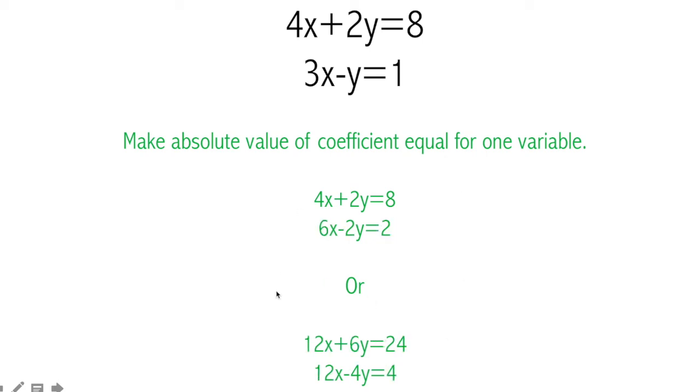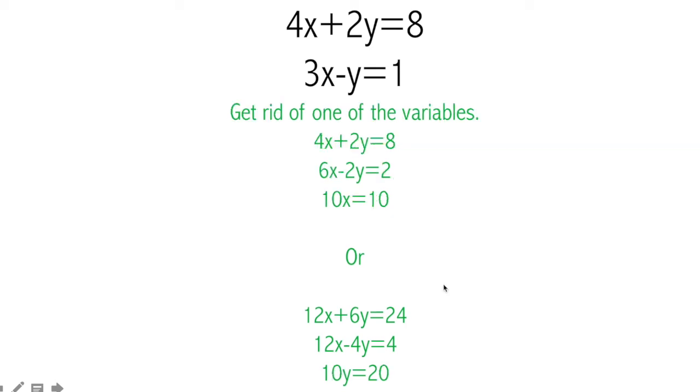Following that, you should have come to this. After multiplying it throughout, the idea is that you get rid of one of the variables. Now here we can see, if we add both of these expressions together, the positive 2y will cancel out with the negative 2y. So we add both of these expressions if the signs are opposite. In this case, you'll get 10x plus 0y is equal to 10.